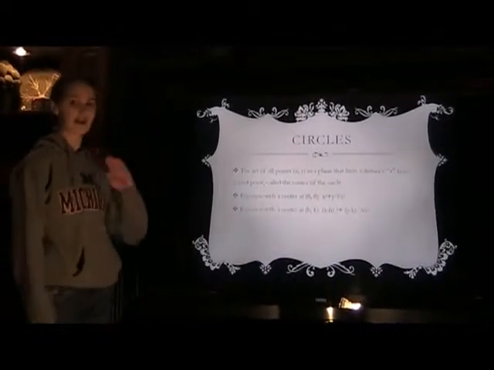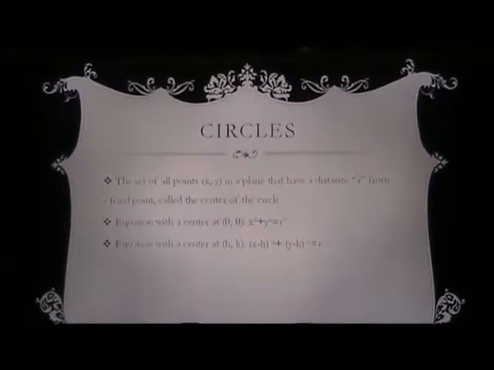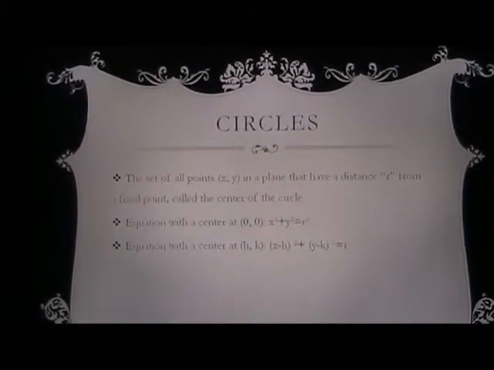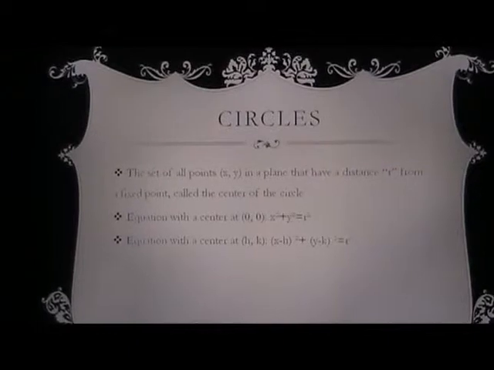Circles. The set of all points (x, y) in a plane that have a distance r from a fixed point, called the center of the circle. The equation of a circle with the center at (0, 0) is x squared plus y squared equals r squared.